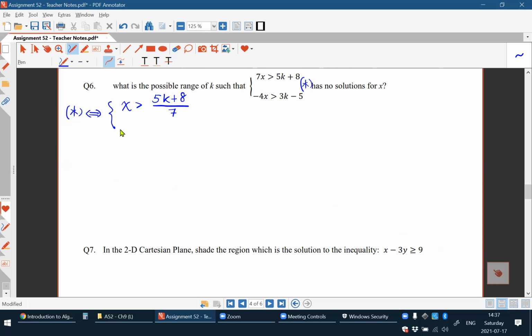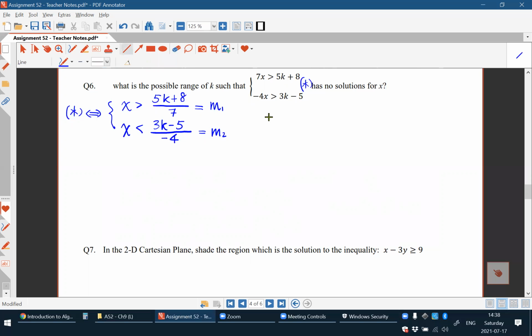symbol. So second, x should also be smaller than. Why smaller than? Because when you divide both sides by -4, -4 is negative, so we need to change the direction of the inequality symbol, right? So x should be less than 3k minus 5 over -4, right? Okay, so let's call this M1 because k has been already used. So this time let's use M1 and M2.